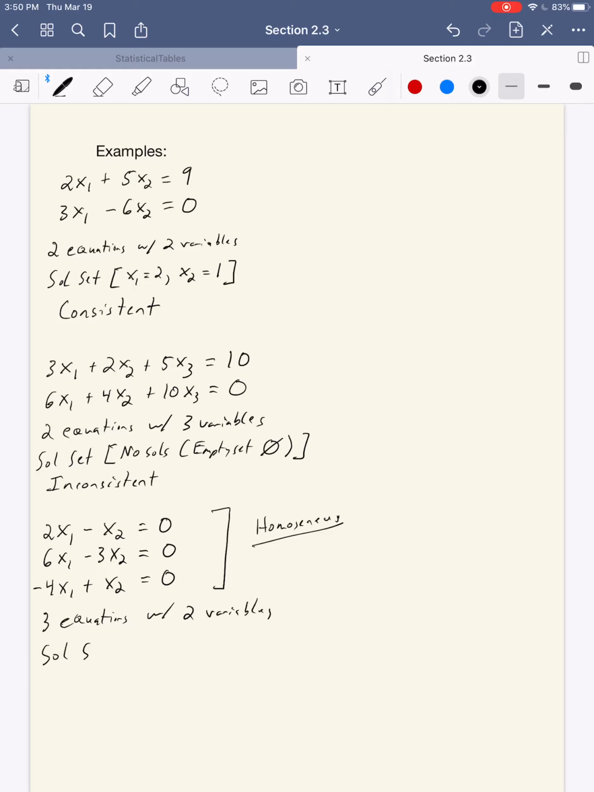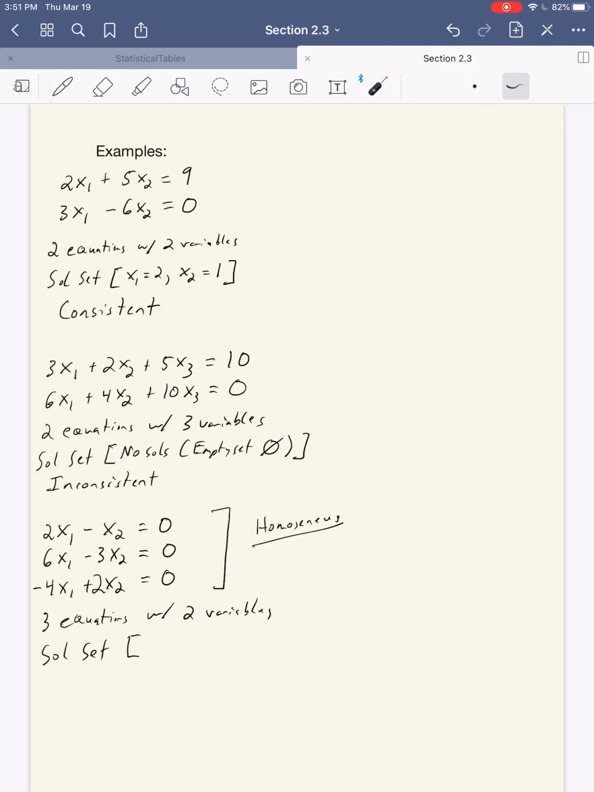You can try to play around with solving this yourself, but you can also just notice that while it has 3 equations, these 3 equations are actually all the same. If you take this equation and multiply it by 3, you're going to get this equation. If you take this equation here and multiply it by negative 2, well, my bad. We actually want this one here to be 2x2. Let's just make that little change there.